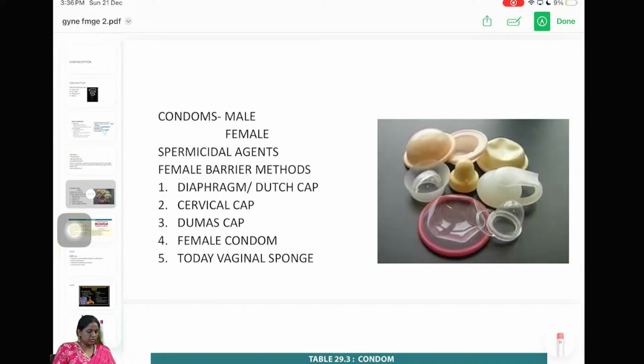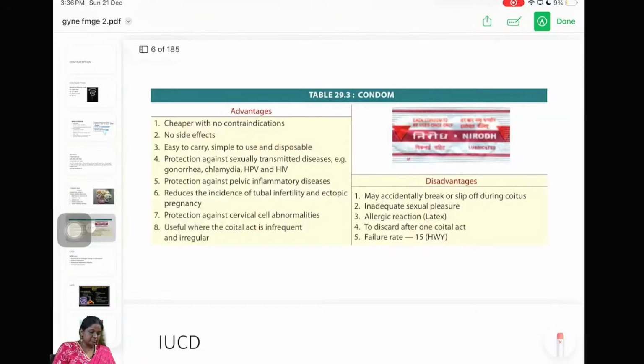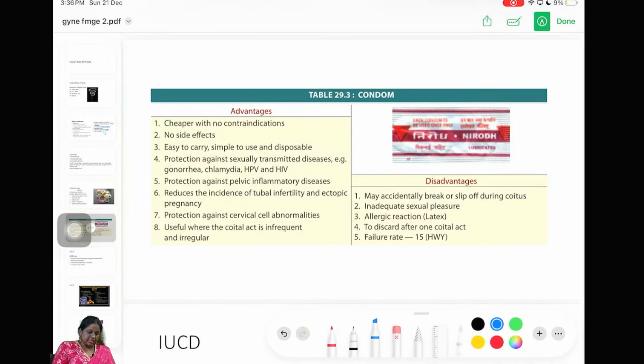So all these act as barriers so that they do not allow the sperms to enter into the genital tract. Understood? By either covering the cervical os or by absorbing using the vaginal sponge. So for the condom, you have to understand the advantages and disadvantages. Advantages, apart from contraception, is protection against sexually transmitted diseases, and that is one of the important ones.